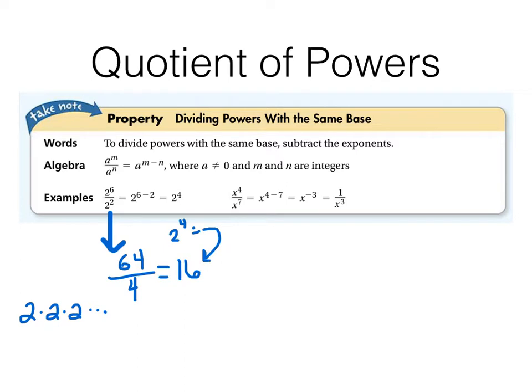So I can show you right there that it absolutely does work. All right, for the other one here, same idea, except this time the base is a variable. 4 minus 7 gives us -3, and then we rewrite with a positive exponent. So there's your quotient of powers rule.